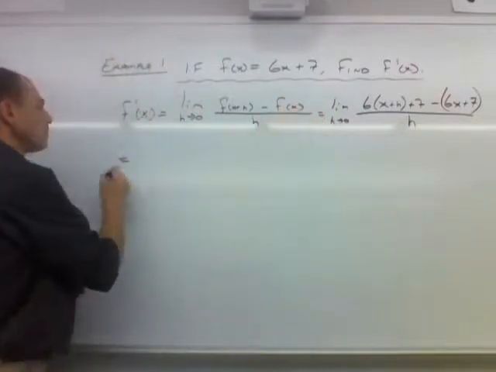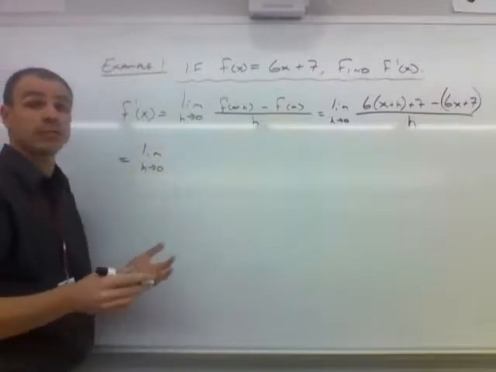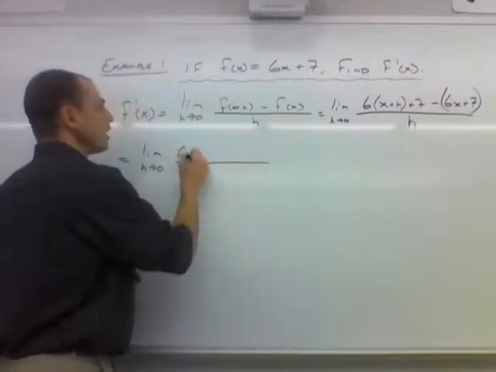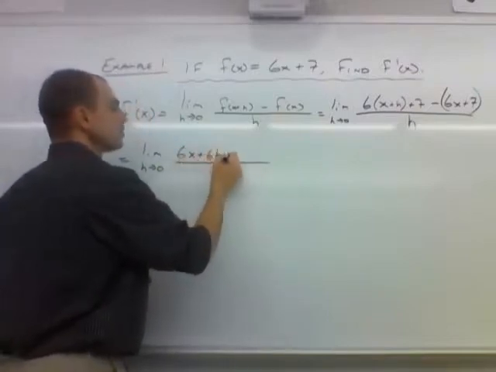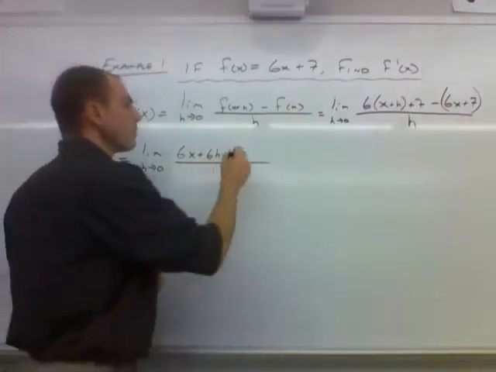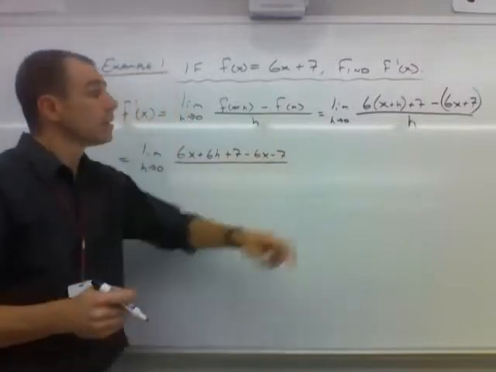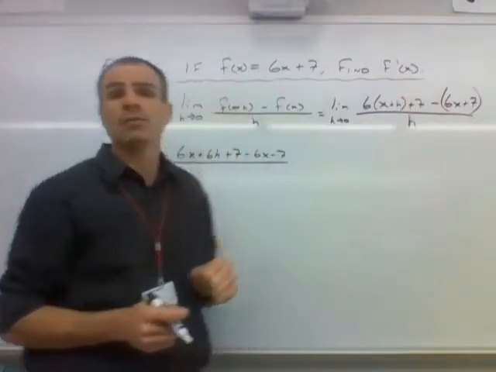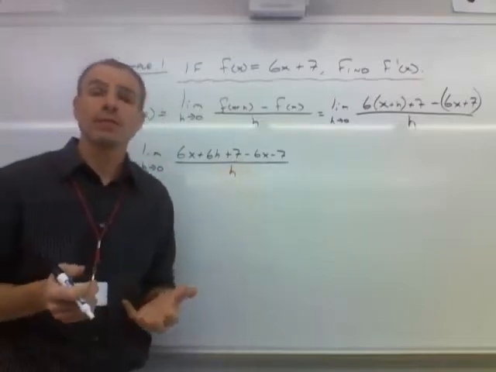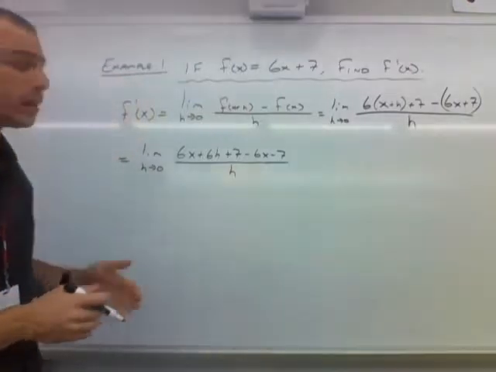So we have the derivative is equal to the limit as h approaches 0. We still need that. It's important. Don't forget it. And in our numerator, we have 6x plus 6h plus 7 after we distribute the 6. And then we have minus 6x minus 7 after we distribute that negative symbol right there, all over h. If we do everything correctly, all of the non-h terms should cancel. Let's see if we did.